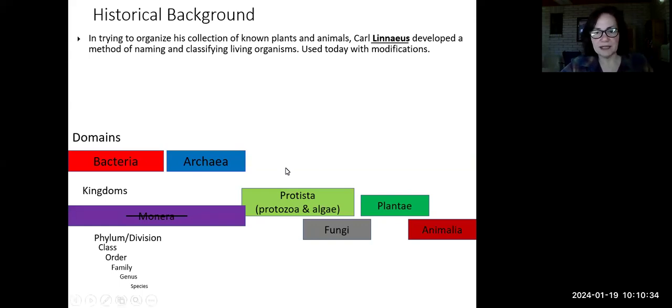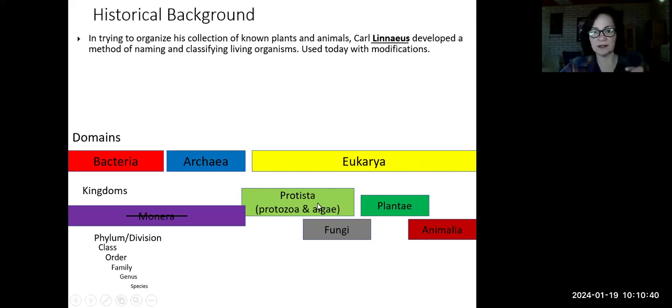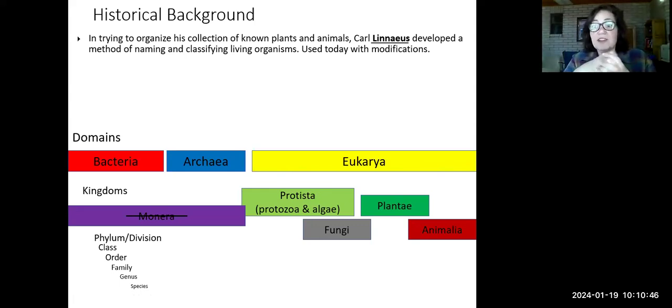And then everything else, these were all the organisms, plants, animals, fungi, everything that used to be classified as protists. These are all cellular organisms that have a nucleus. That's where the eukarya comes from. Karya is a kernel or nucleus, and eu means good or true.